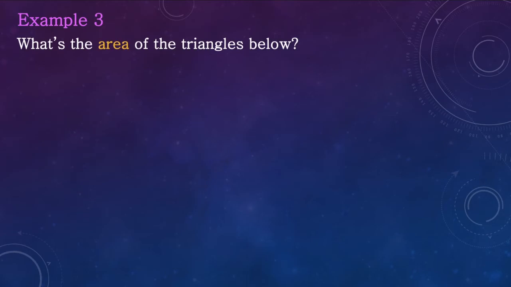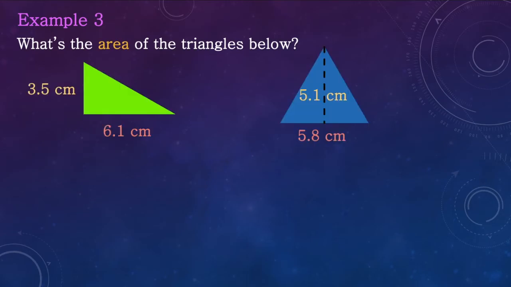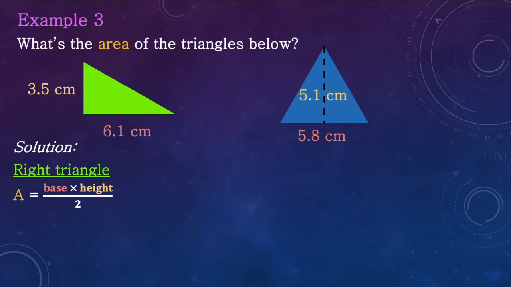Example 3. What's the area of the triangles below? So I have two triangles. I have a right angle triangle and I have an equilateral triangle. For the right angle triangle, I'm going to use this equation. Area is equal to base times height divided by 2. Now you might notice that it looks very familiar to the equation used for a rectangle, except we're going to divide by 2. In our next slide, I'll show you where this division by 2 comes from.